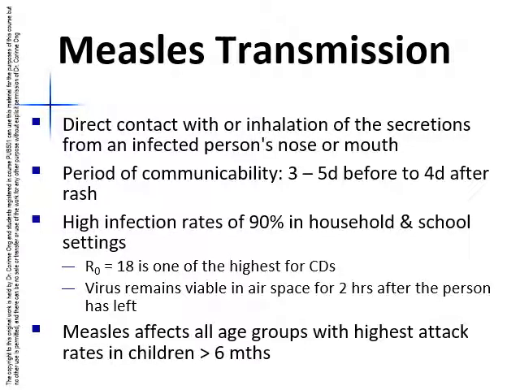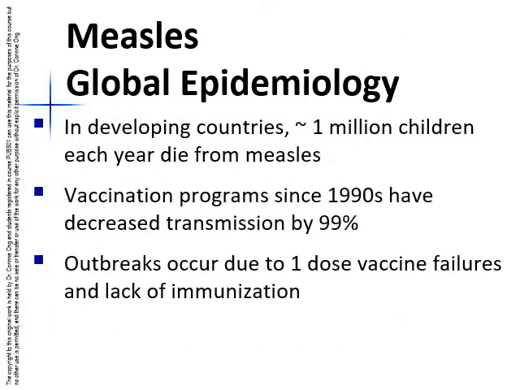The R0 or reproduction number of measles is between 12 and 18, making it one of the highest for communicable diseases. The virus can remain viable in the airspace of an infected person for 2 hours after their departure. All age groups can be affected, but it has the highest attack rate in children older than 6 months. Measles is a serious pediatric health problem in low-income countries, causing the death of 1 million children each year. Vaccination programs have been successful in decreasing the rate of transmission by 99%.